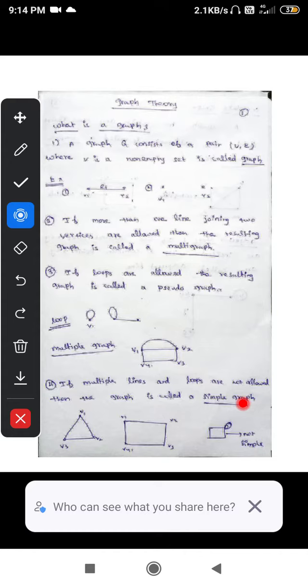For example, V1, V2, V3 is a simple graph. Another one: V1, V2, V3, V4, four vertices, but at one vertex there comes a loop. So it is not a simple graph. Thank you.